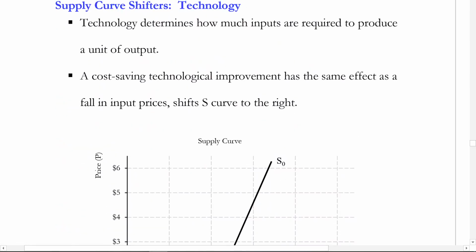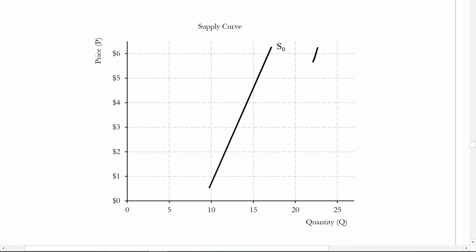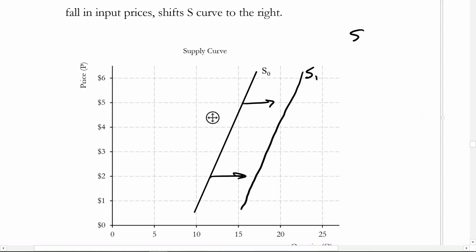Technology does the same thing. Basically, it determines the inputs required, and if you have some cost-saving technology, it's easier to do business. We shift the supply curve again to the right. And let me emphasize that when there's an increase in supply, we want to shift the curve to the right. You don't want to shift the curve upward. Let me show you that in red to show you why.